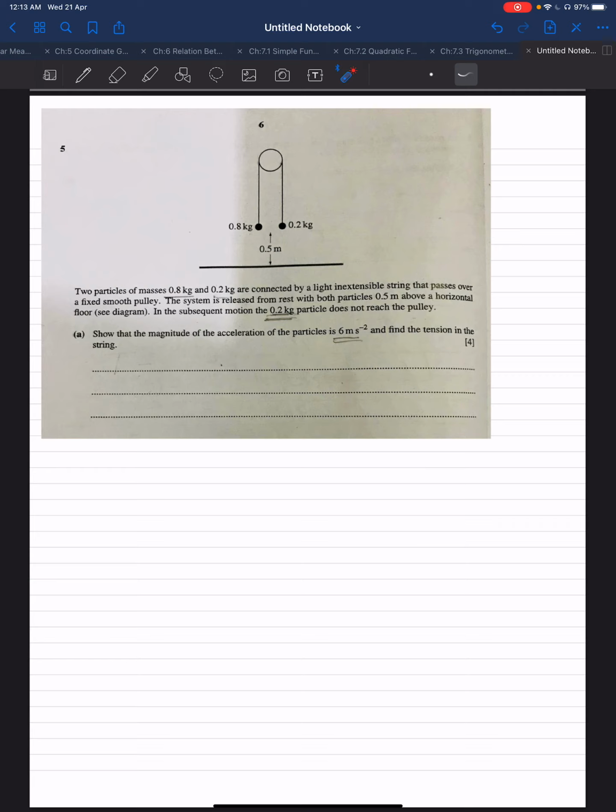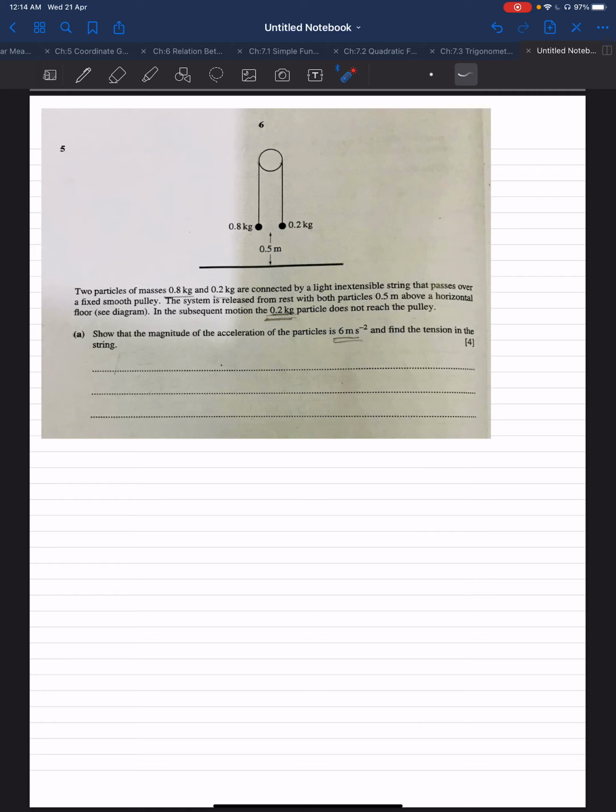There's a pulley on one side. Two particles of masses 0.8 kg and 0.2 kg are connected by a light inextensible string that passes over a fixed smooth pulley. The pulley is smooth, so it will not affect the motion. The system is released from rest, which means the initial velocity is zero, with both particles 0.5 meter above the horizontal floor.